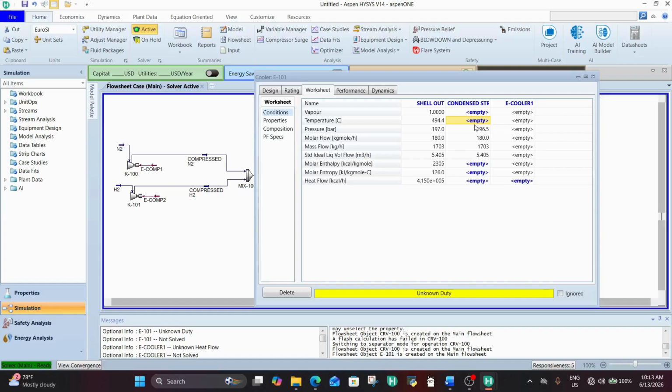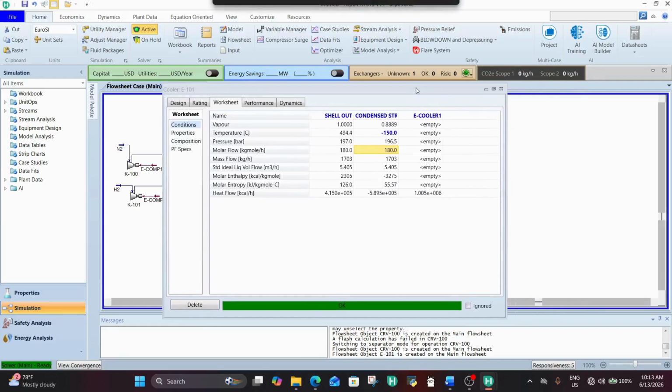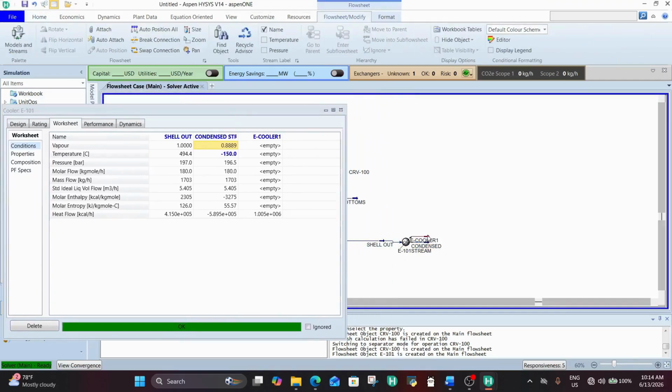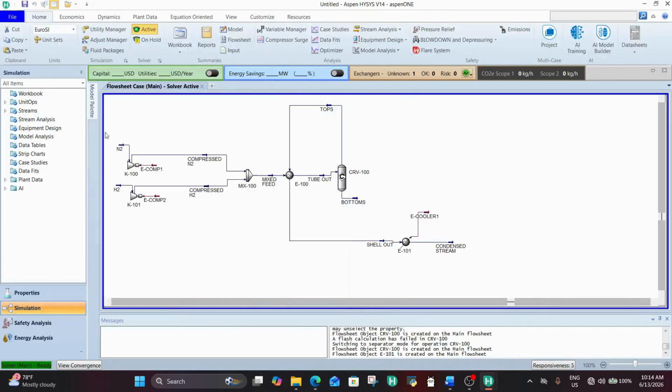So we have some temperature drop to do. Let's start with negative 150. See what it looks like. Okay, we drop the pressure. That's a very, very low temperature. Vapor fraction dropped. So let's introduce our separator.